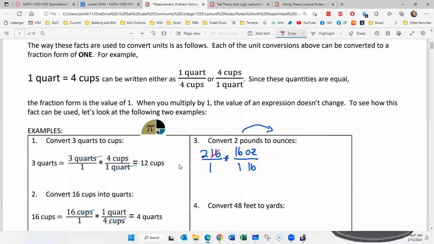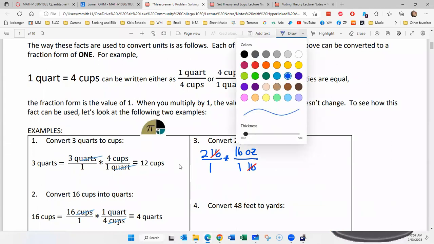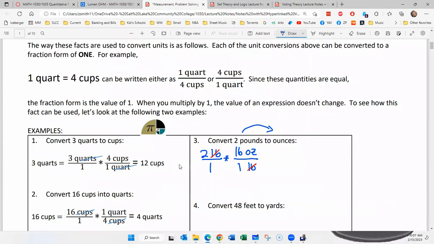So the units of pounds reduce, leaving us the units of ounces. Now this 16 ounces over 1 pound, since they're equal values, this is actually a form of 1. And multiplying by 1 doesn't change the value of what you started with. In this case, a weight, it'll still weigh the same. 2 times 16 is 32 ounces. So pretty straightforward.